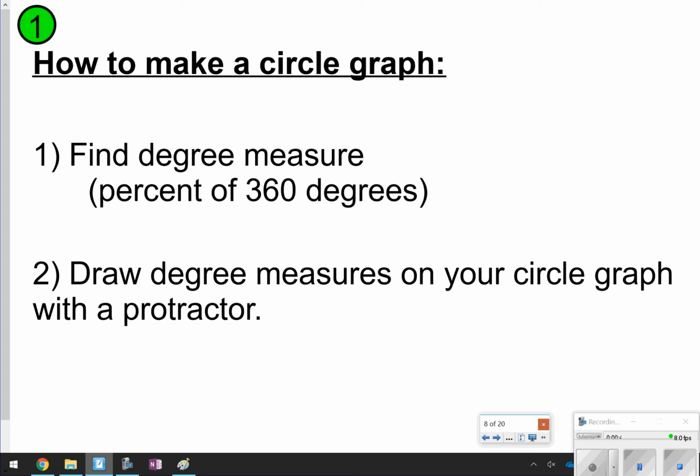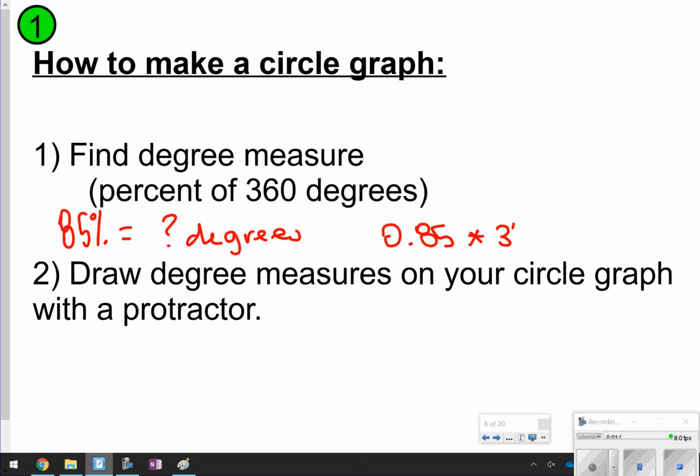So the first thing we want to know is how to make a circle graph. The first thing you're going to do is find the degree measurement, and that's basically finding your percent of 360 degrees. So if you have 85% and you want to see how many degrees that is, you need to take 0.85 and multiply it by 360 degrees. That's essentially what we're doing to find the degree measurement. If you did that quickly on your calculator, 0.85 times 360 gives you 306 degrees, so that means 85% is represented by 306 degrees on your graph.